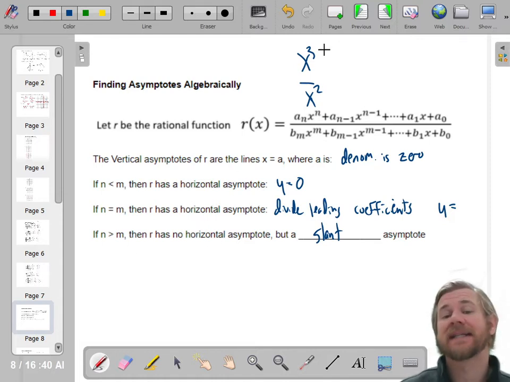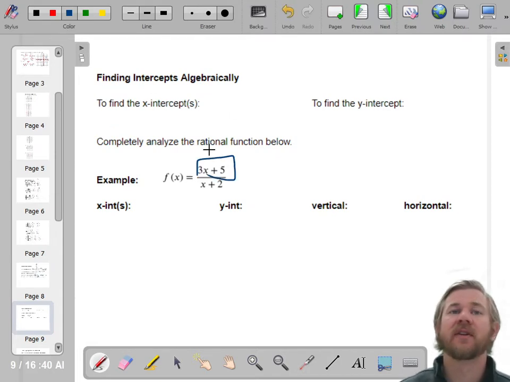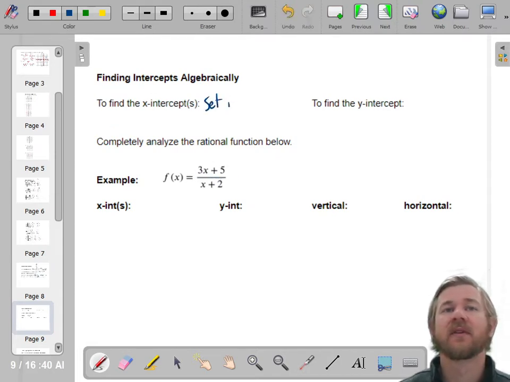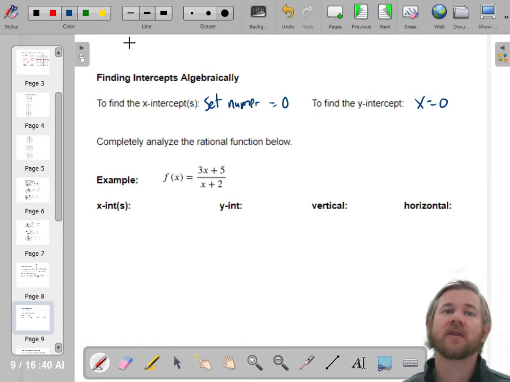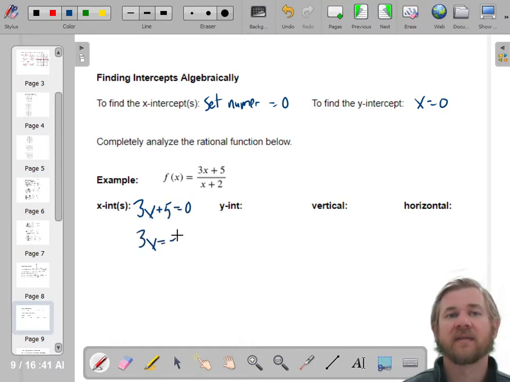So let's practice analyzing. First thing, to find the x-intercept, you set the numerator equal to 0. And to find the y-intercept, you set x equal to 0. So first, x-intercepts. We're going to set the numerator equal to 0. 3x plus 5. When does that equal 0? Well, you would subtract 5 and then divide by 3. So the x-intercept is at negative 5/3.